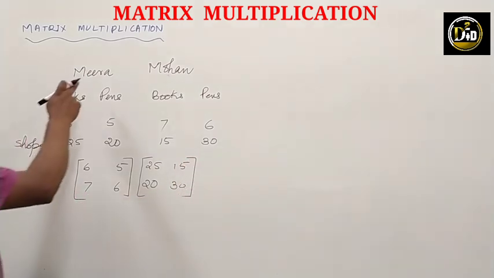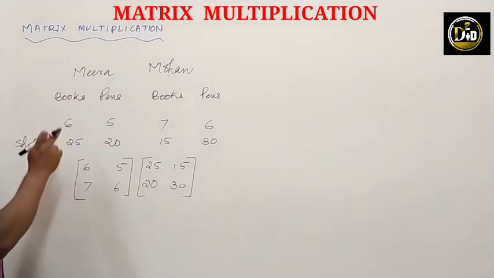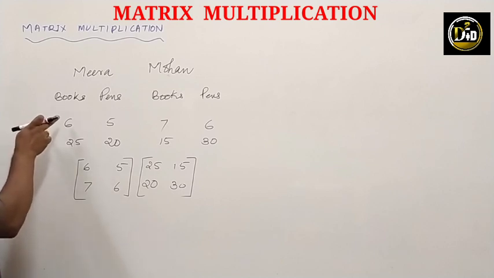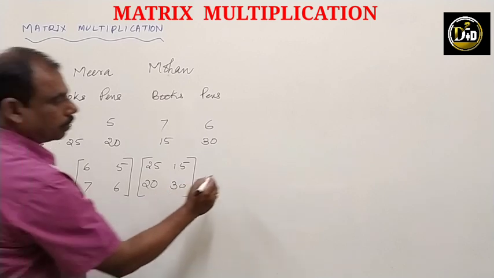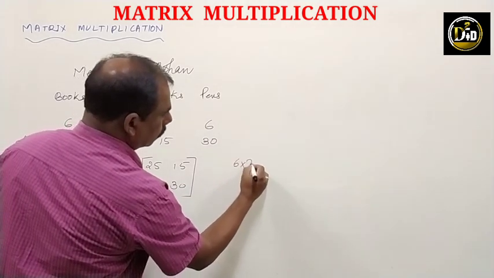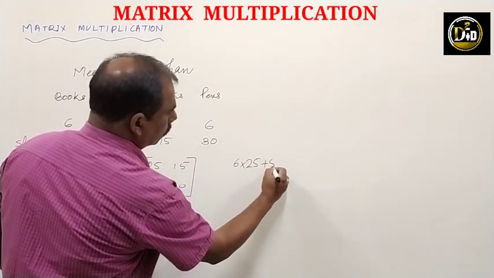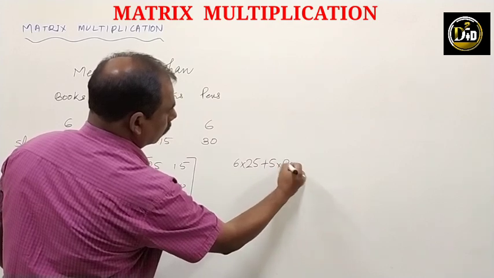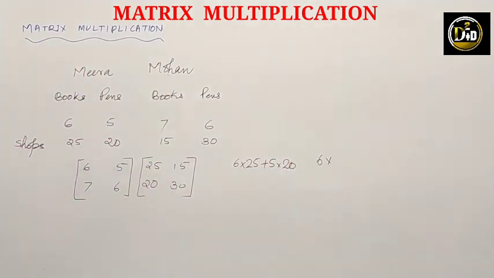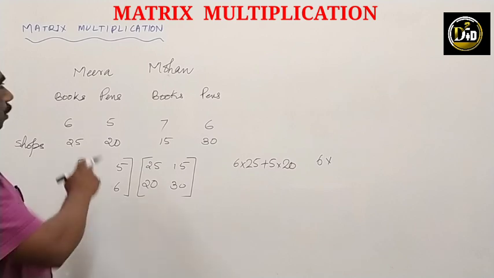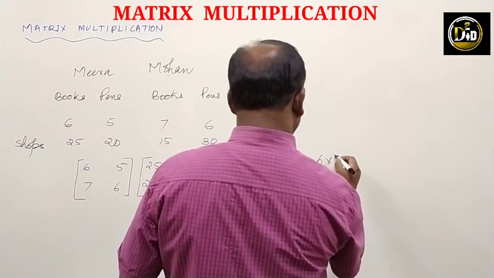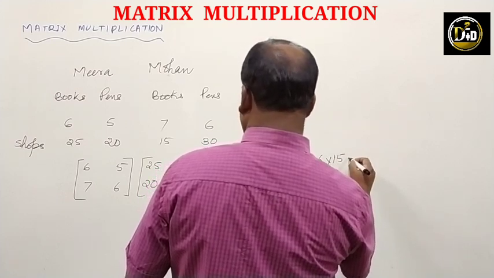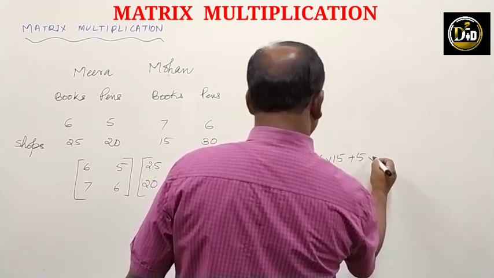If we assume that Meera buys her item from shop 1, then she needs to pay 6 into 25 plus 5 into 20. Likewise, if Meera buys the item from the second shop, then she needs to pay 6 into 15 plus 5 into 30.